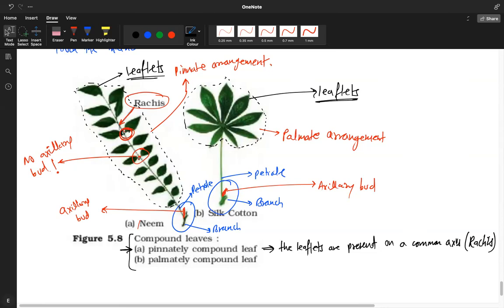So what I was saying, a pinnate leaf is where there's a common axis called rachis, which represents the midrib. The example of this kind of arrangement is neem. You know what is neem? Neem tree. Write down: rachis represents the midrib of the leaf.